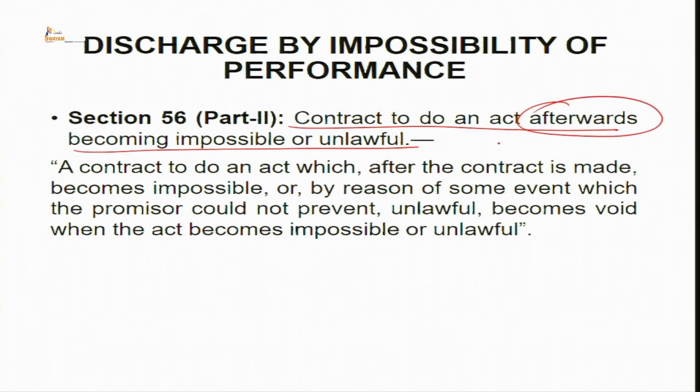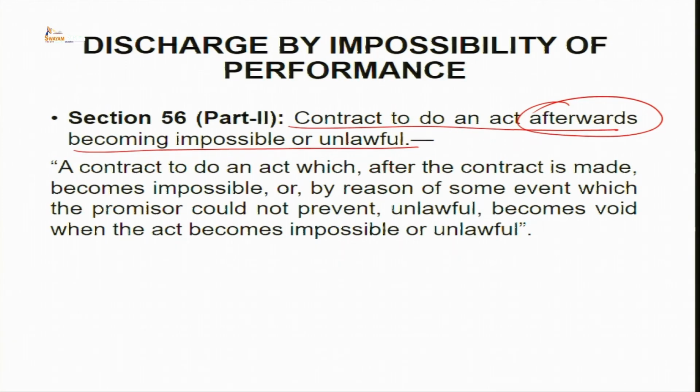Now it says afterwards. Once you distinguish between part 1 and part 2 of section 56, or you read it carefully, you will see that 56 part 1 uses the term agreement, whereas 56 part 2 uses the term contract, because section 56 part 1 deals with what we call initial impossibility. That is, from the beginning itself the act is impossible to be performed, right? So that is why the term contract has not been used. It is known as an agreement and it is void in nature. So in our sessions related to void agreements, we had made a reference to that.